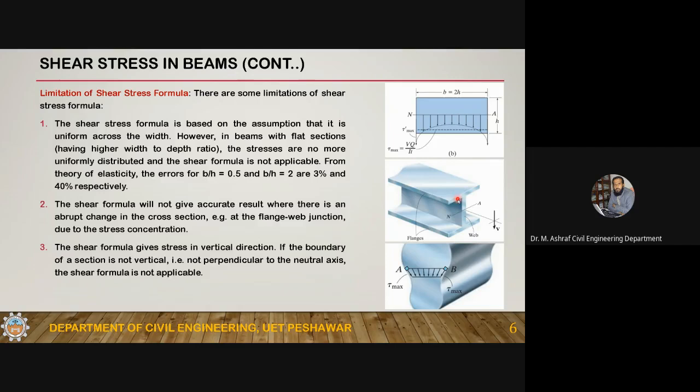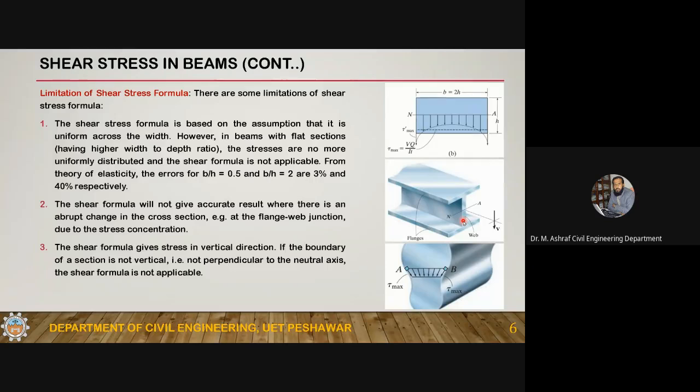The shear stress in the flange will be smaller, and the shear stress in the web will be very high, depending upon the ratio of the width of the flanges and the thickness of the web. If you calculate, there will be a higher change. We'll have an example on this. If you have an abrupt change in the stresses, that is known as a stress concentration. So there must be some more stresses due to this change. In the cross section, there is an immediate change, so the stresses will be higher than the value you calculated from the shear stress formula.